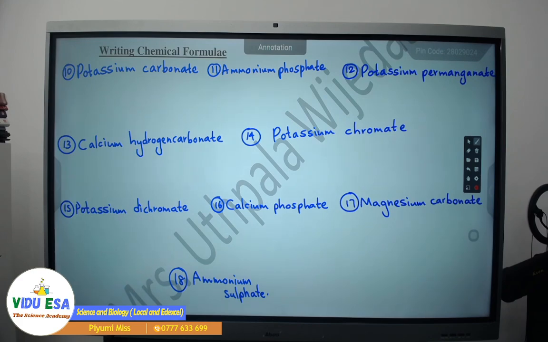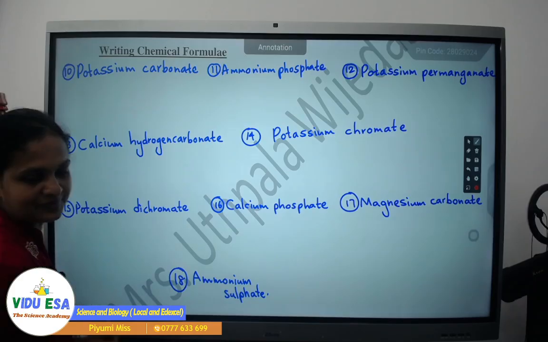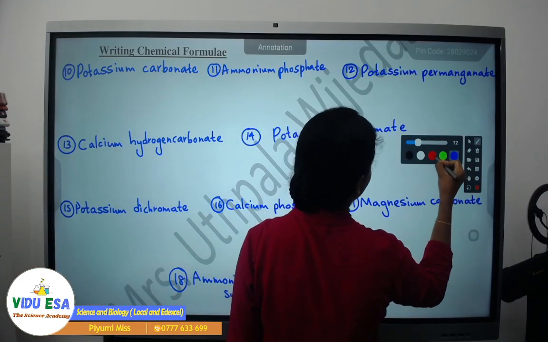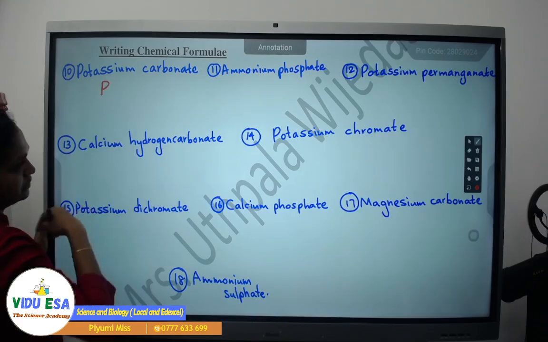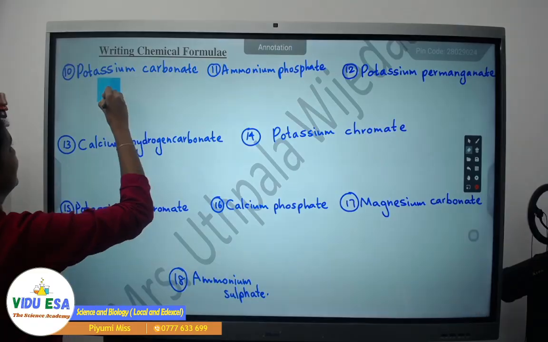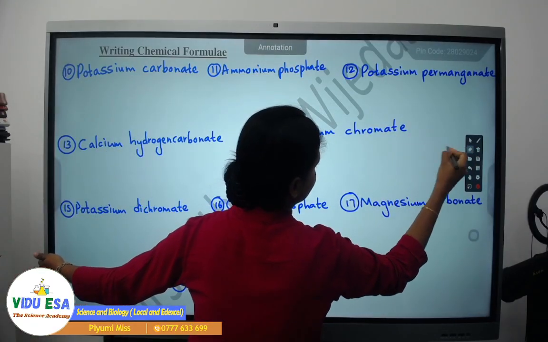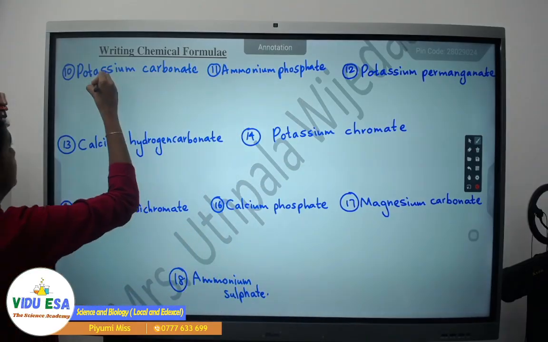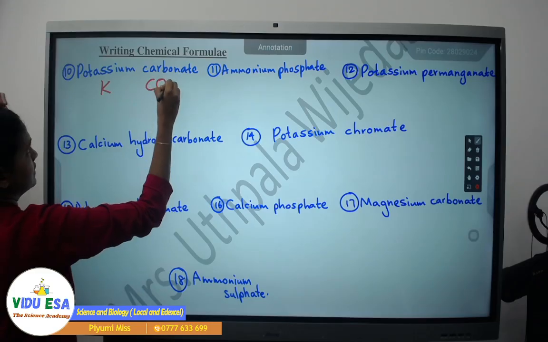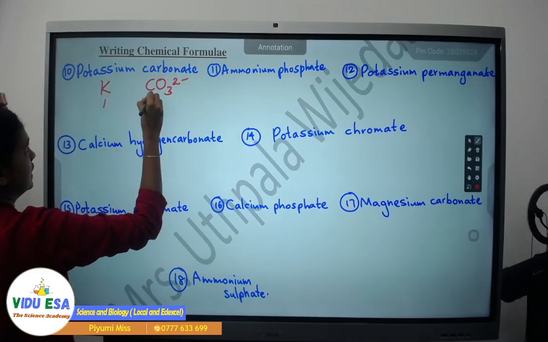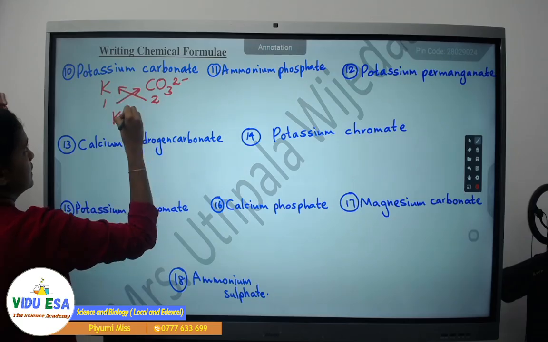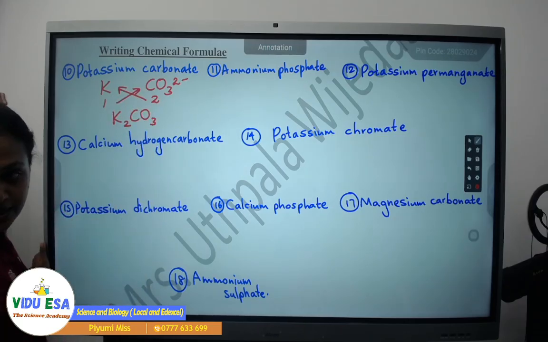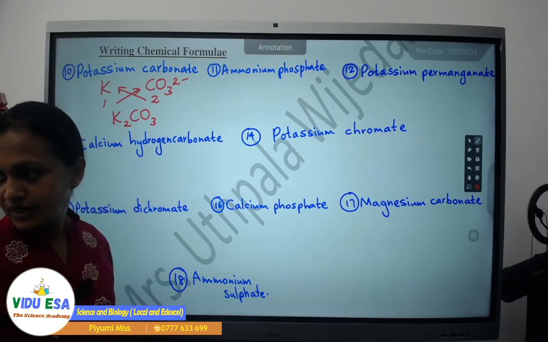Number 10. Potassium carbonate. Potassium and carbonate, CO3 2 minus. Valency 1 and 2. Once you exchange, you can write it as K2CO3. K2CO3, potassium carbonate. Right?